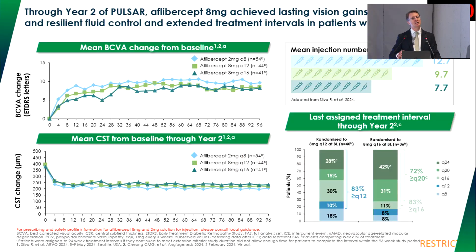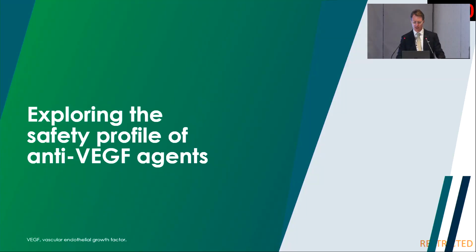So what about aflibercept 8 milligrams, at 4 times higher molar dose with reduced clearance? Good visual acuity gains, numerically slightly better than 2 milligrams than in the non-PCV cases. Good sustained retinal fluid control, but we see here that with fewer injections, 7.7 through year 2, and that gives longer extensions in the long term for our patients.